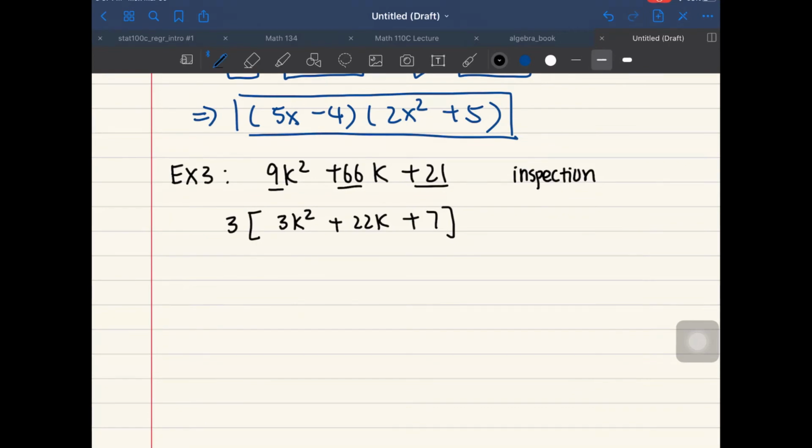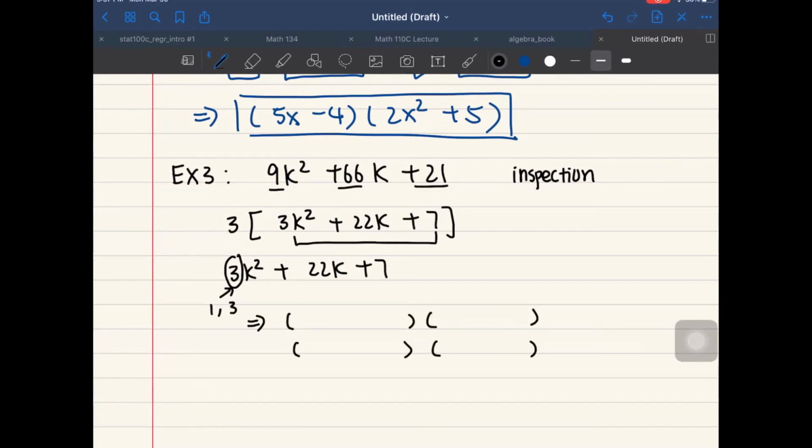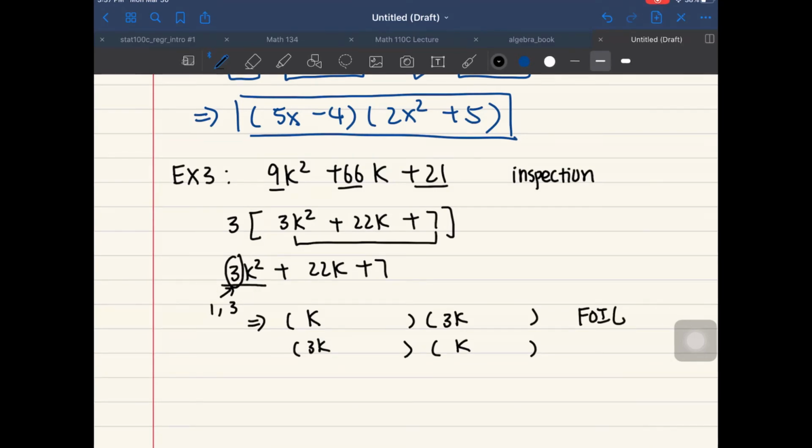Now, let's focus on this: 3k squared plus 22k plus 7. Let's look at the first term. I know that the factors of 3 are 1 and 3. Which means I'll have either k and 3k, or 3k and k, because when I do the FOIL, I satisfy the first term.